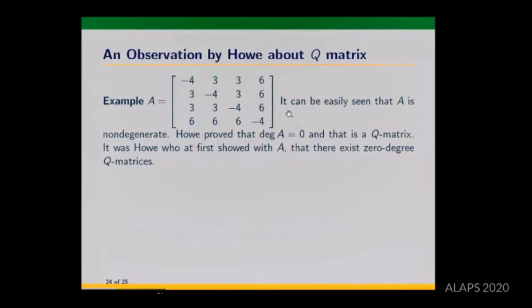There is an observation about Q matrices, given by Howe. It is shown that A is non-degenerate, and Howe proved that the degree of A is 0. So it was Howe who first showed that there exists a zero degree Q matrix.